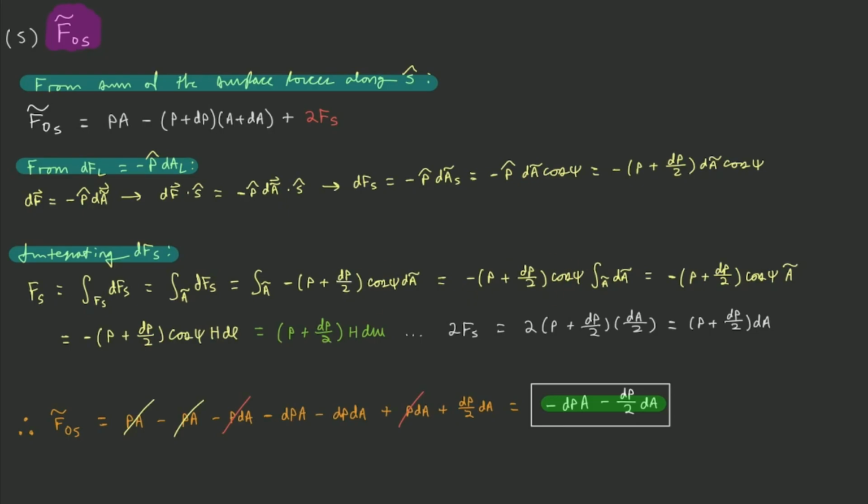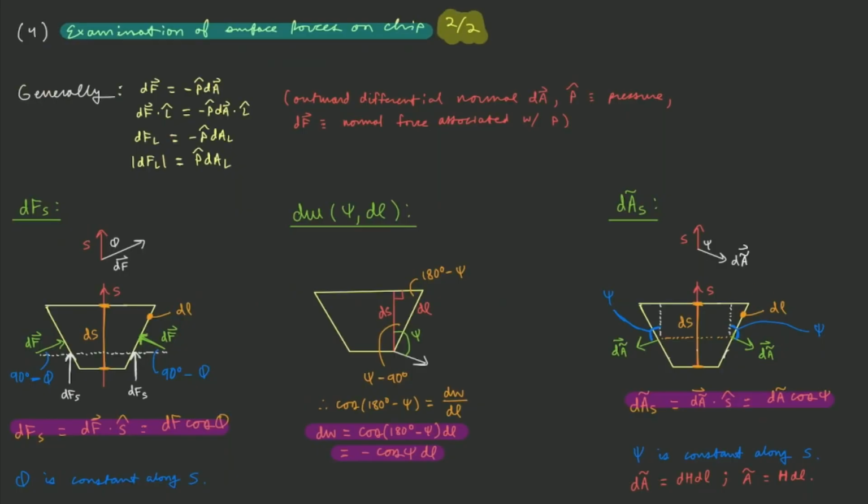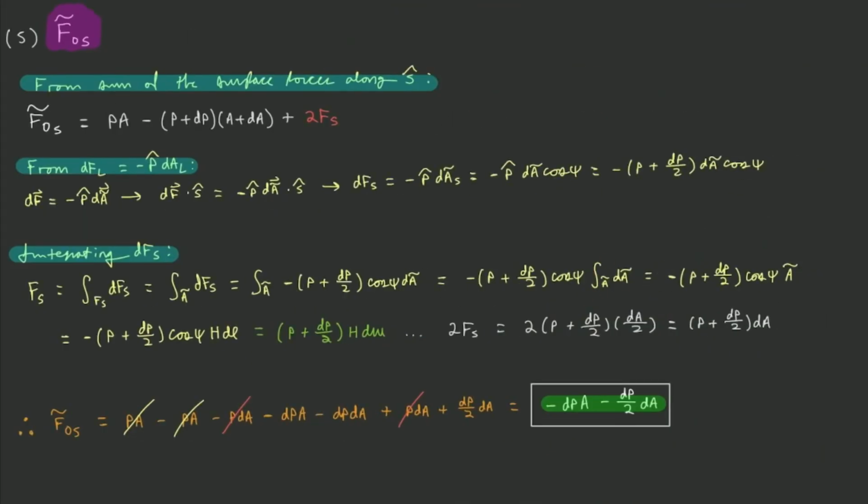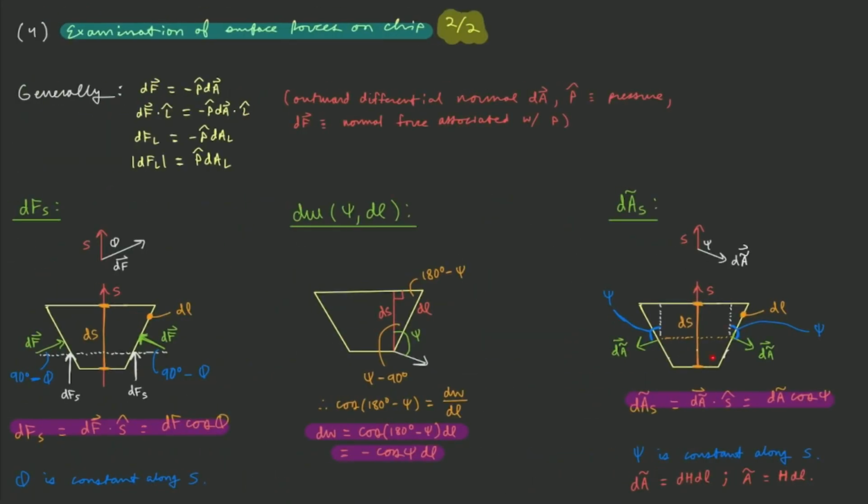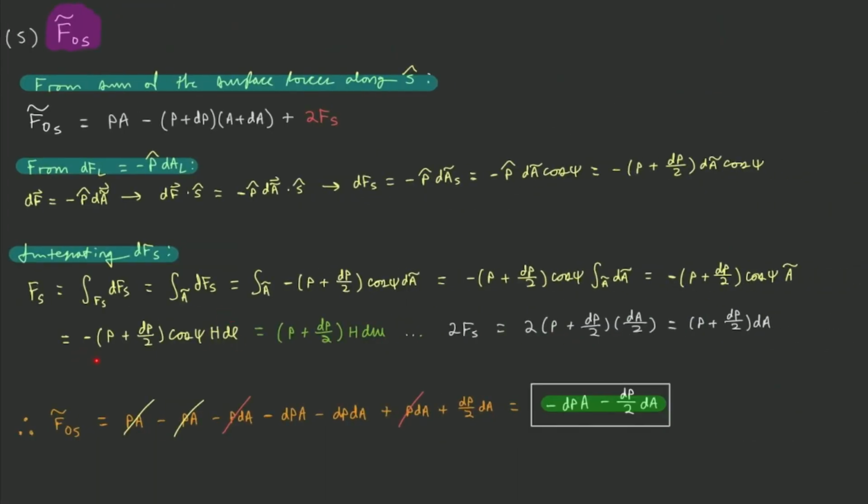It's a geometric constant associated with this diagram right here. So now we have the integral over A tilde of dA tilde. What is that definitionally? We know exactly what A tilde is. It's HdL, it's just this area right here. It's this height times this length, it's HdL. So we have HdL cosine psi times negative (P plus dP over 2). Now, what you can say is that this is equal to (P plus dP over 2) HdW.